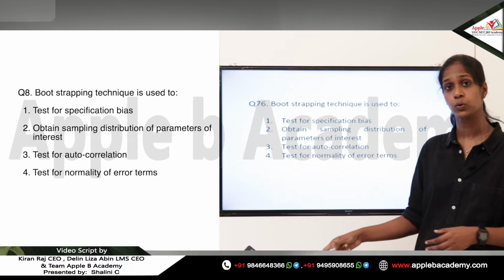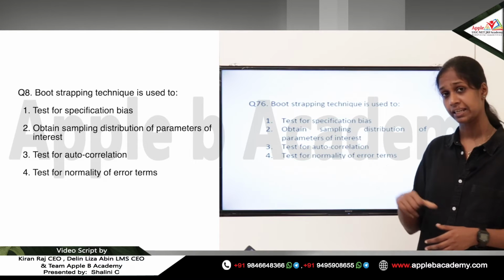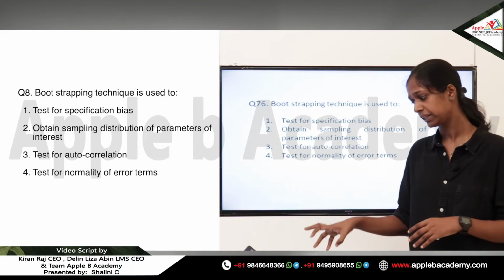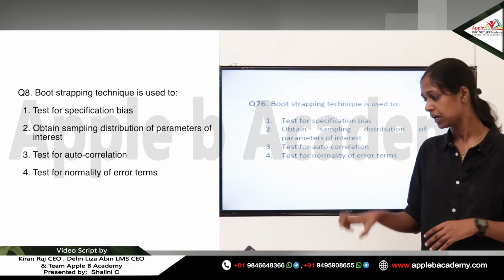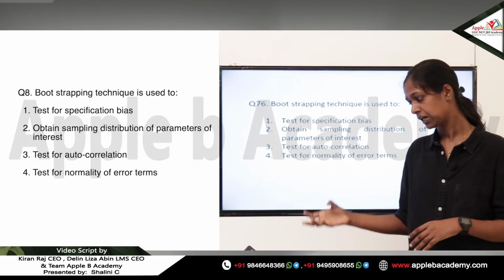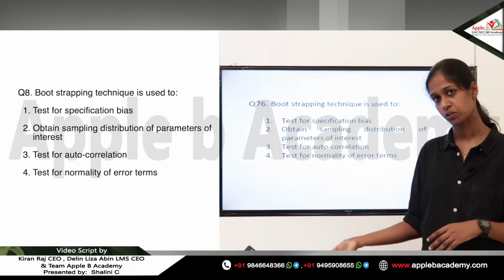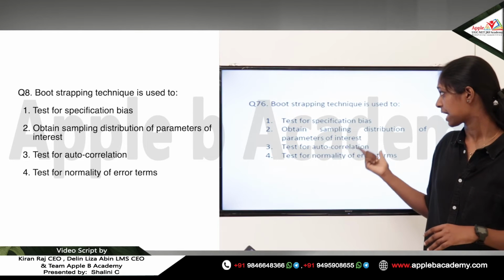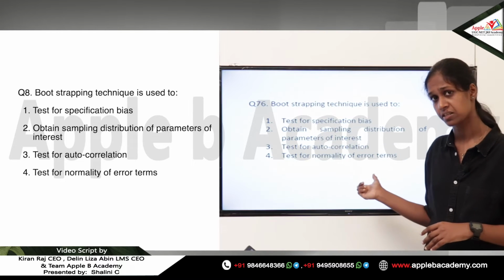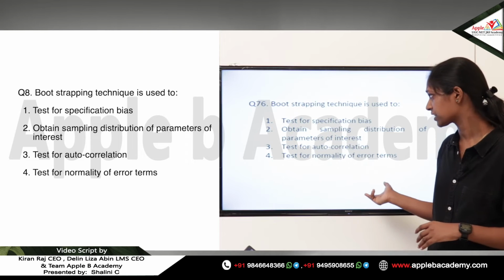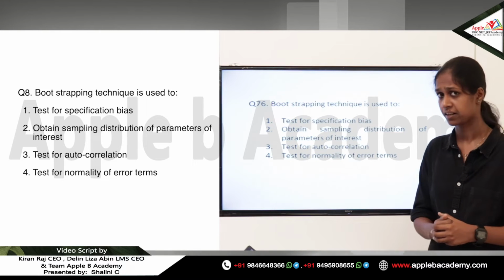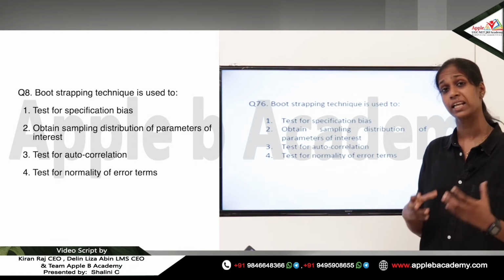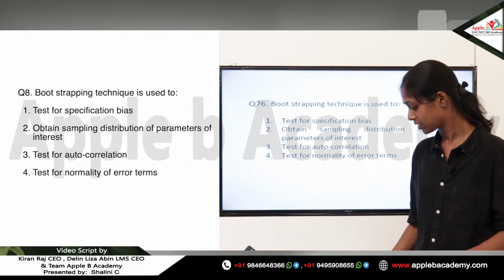And now this is the new concept. All these other areas that we discussed were already somehow covered in the syllabus. This is a totally new concept that was asked in this exam. Bootstrapping technique. It is used for which of the following? Test for specification bias, obtain sampling distribution of parameters of interest, test for autocorrelation, or test for normality of error terms. So what exactly is the bootstrapping technique? Let's see that.